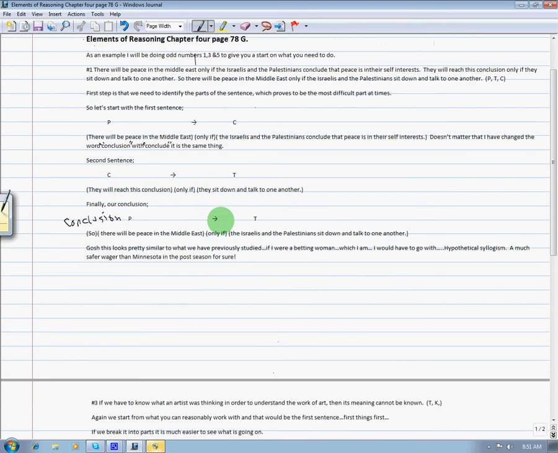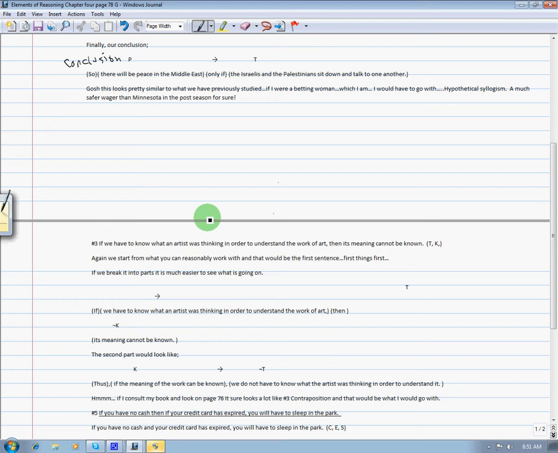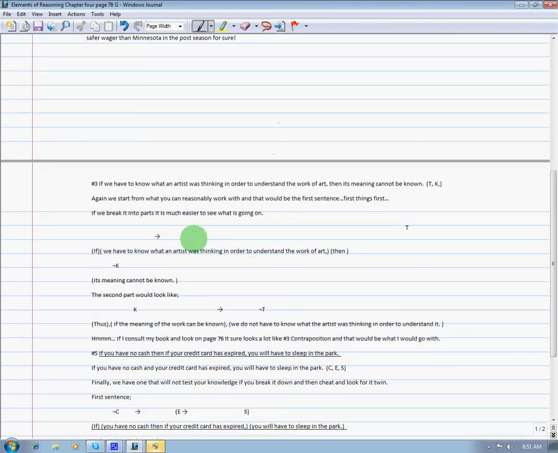Okay, so number 3, if we know what an artist was thinking in order to understand the work of art, then its meaning cannot be known. We have T and K. So again, we start from the first sentence. We start with what you can reasonably work with. First things first, if we break it into parts, it is much easier to see what's going on. Some of you don't want to break it into parts. That's fine. It's a free country, but better to break it into parts.